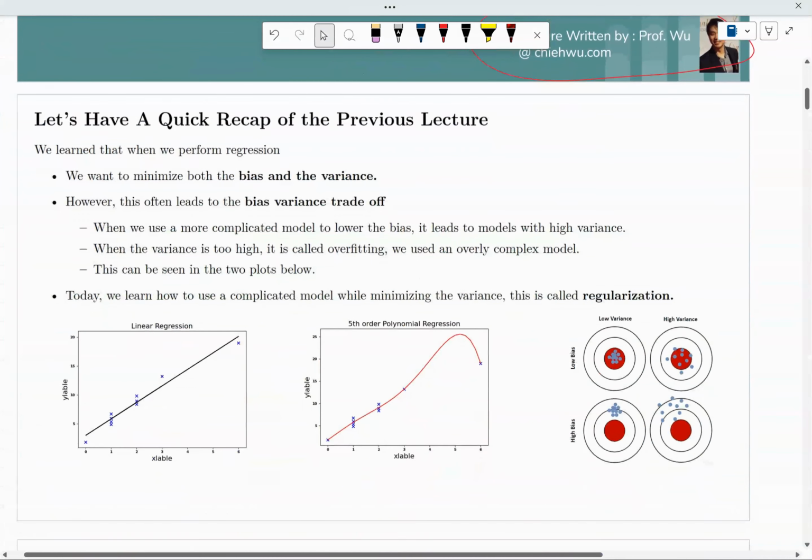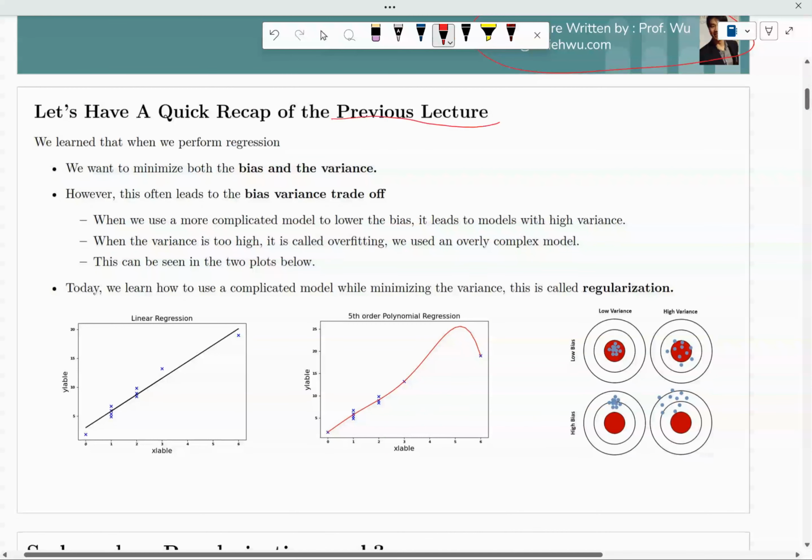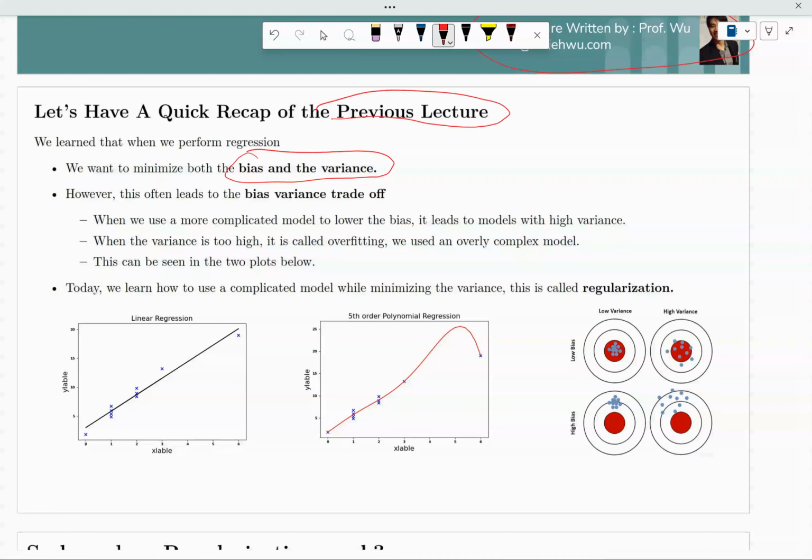All right, so let's have a quick recap of the previous lecture, in which we talked a little bit about the concept of bias and variance. Bias is basically whether the average point of your predictions is on target. Notice how in this one here, even though the results are not very good, the average point is roughly around the center, and therefore this is a low bias. We also learned the definition of variance.